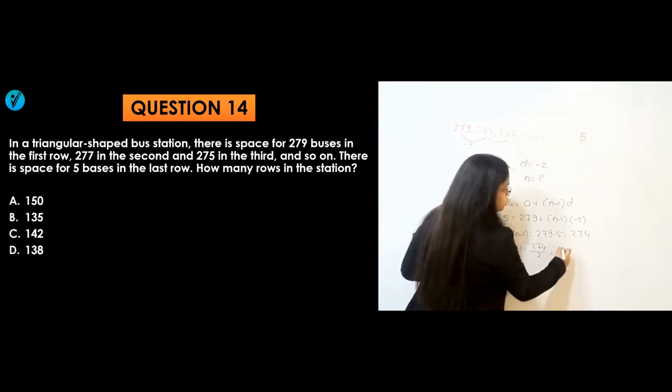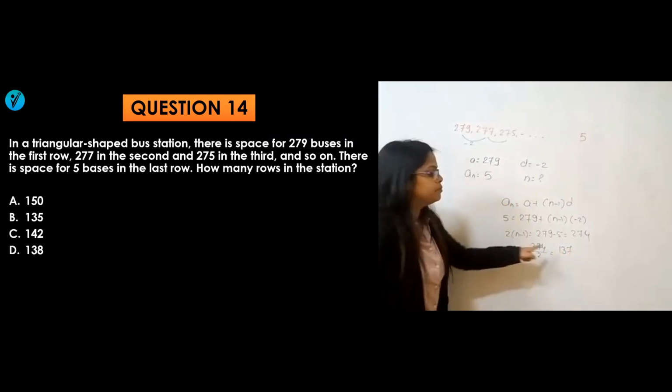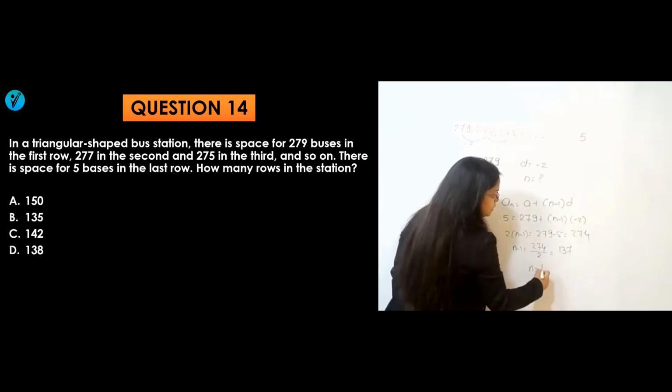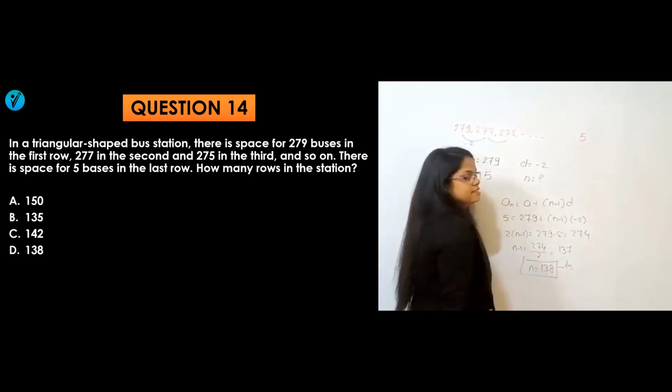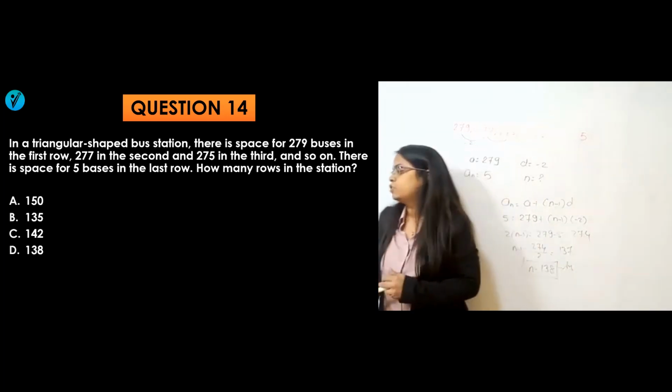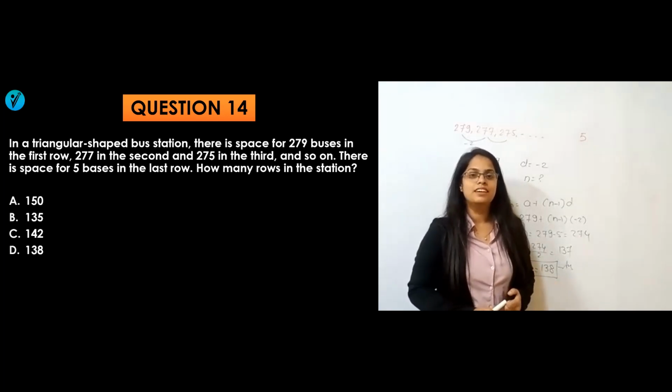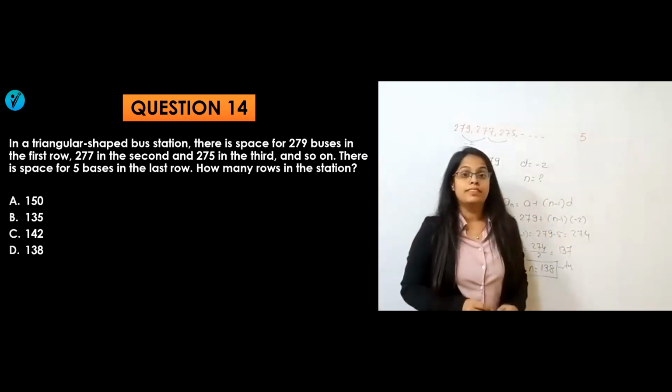2 ones are, 2 threes are, 2 sevens are. So n minus 1 is equal to 137. So n will be equal to 137 plus 1, which is 138. So your answer will be equal to 138. That is option number D is your answer. Isn't it easier? This is your question of TISS 2023.